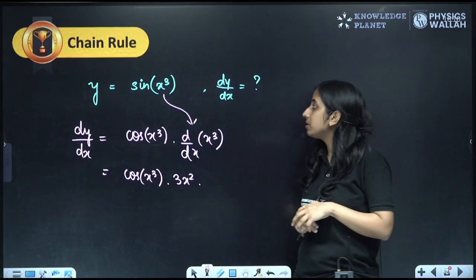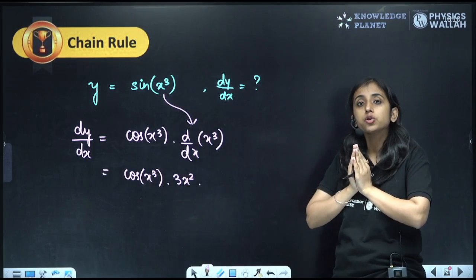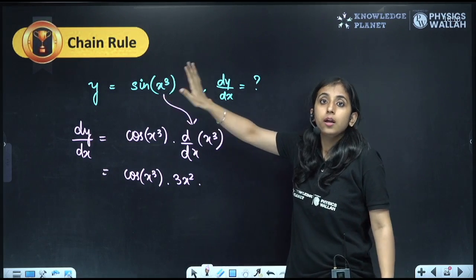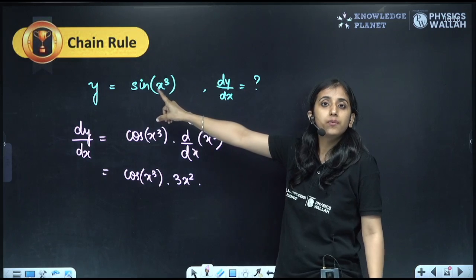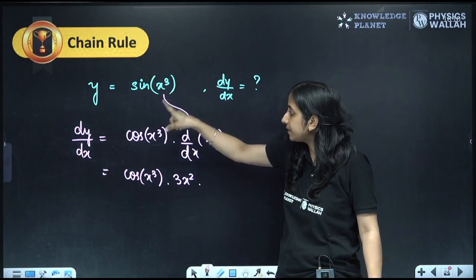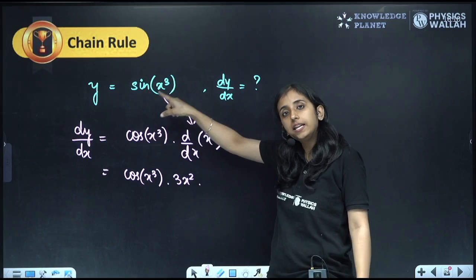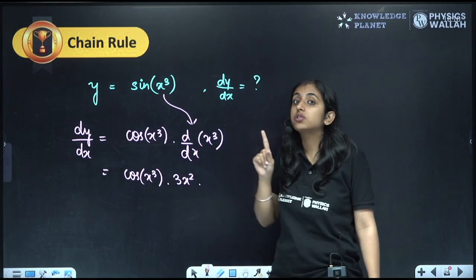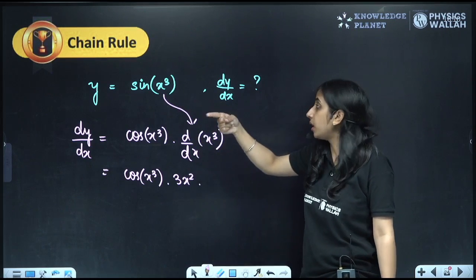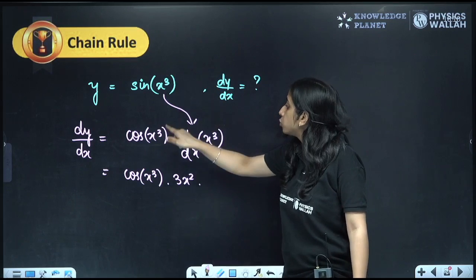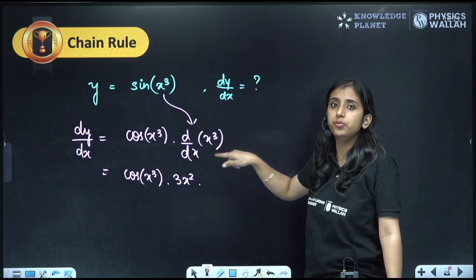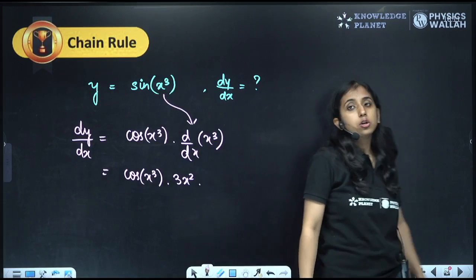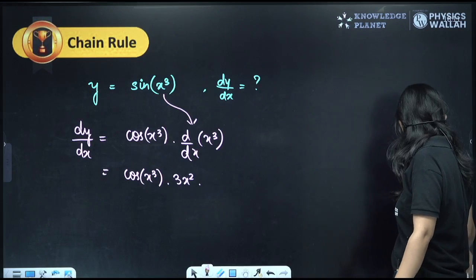So what does the chain rule say? First differentiate the function in the same way as we would have if x was given instead of this function of x. Differentiation of sine x is cos x, so it will be cos x cube. Now because we were not given x in the original function but a function of x, x cube, we further differentiate this x cube with respect to x. This is what the chain rule says. So this is all about differentiation.